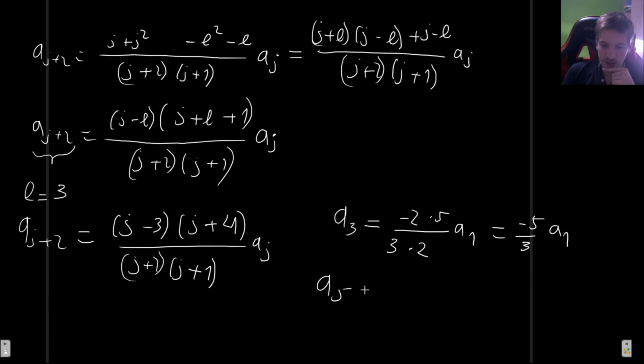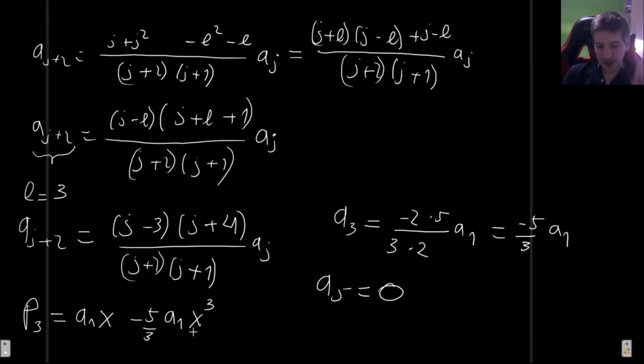And what is a5 going to be? A5 is now going to be, and take a look at this, j is now 3, so now we have 3 minus 3, so this is just going to be 0. So our power series terminates. That's very important. And what would be the result here? Our solutions depend on the value of L, and in this case, L is going to be 3. So this third polynomial, because these are polynomials, is going to be a1 times x minus 5/3 a1 times x cubed. And this is a solution for the problem.